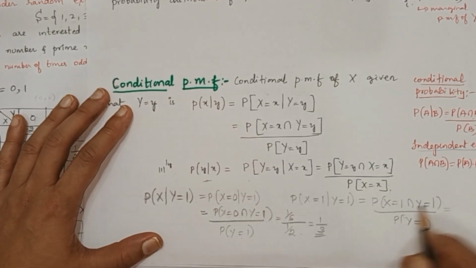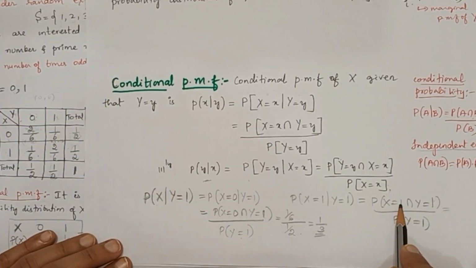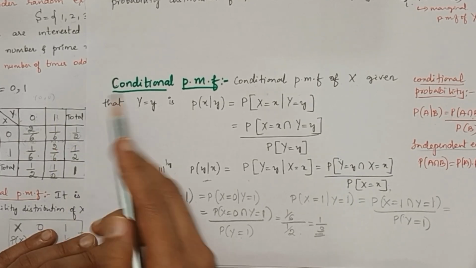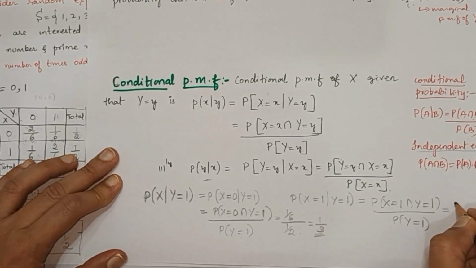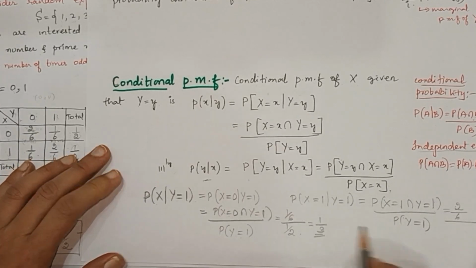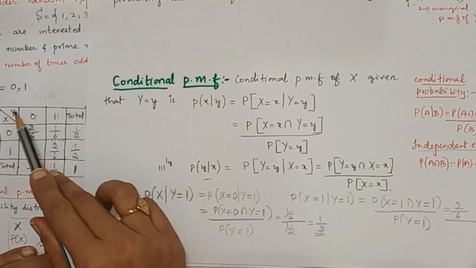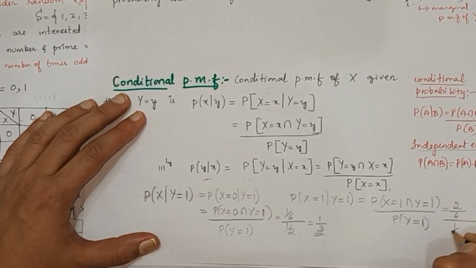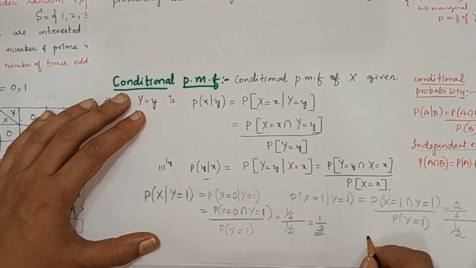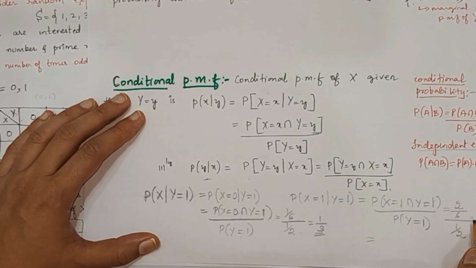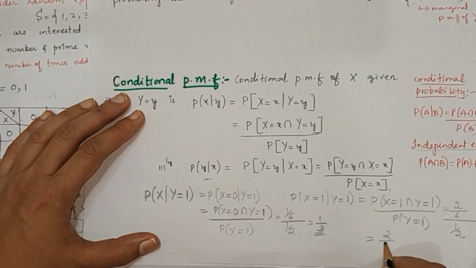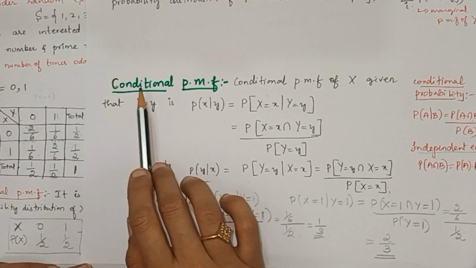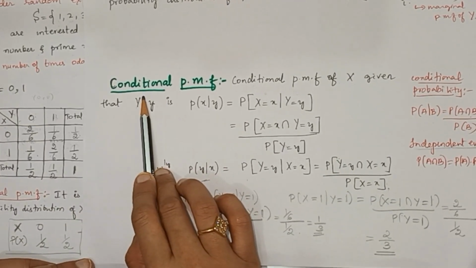Similarly, here x equal to 1 and y equal to 1. So 1 comma 1, this value is 2 by 6. So 2 by 6 divided by probability y equal to 1, which is again this value, half. So 2 by 6 divided by 1 by 2 gives you the conditional probability value 2 by 3. So this is how we find the conditional probability distribution.